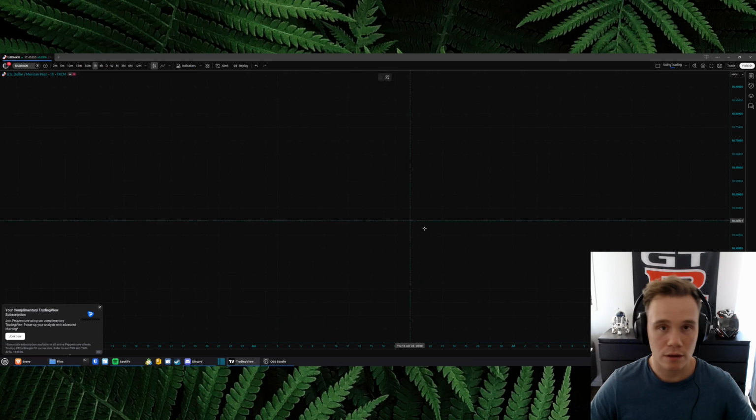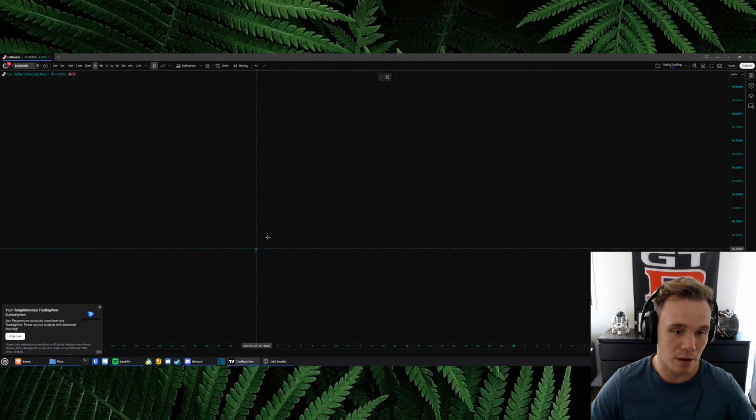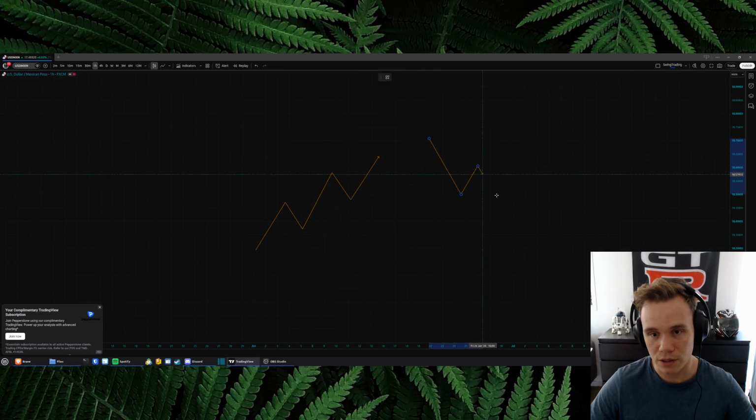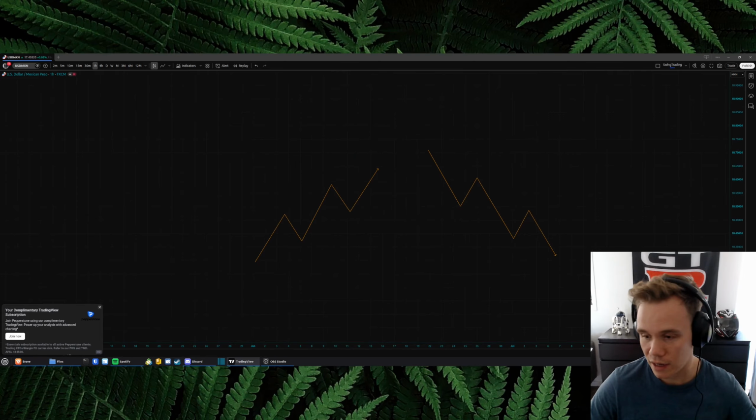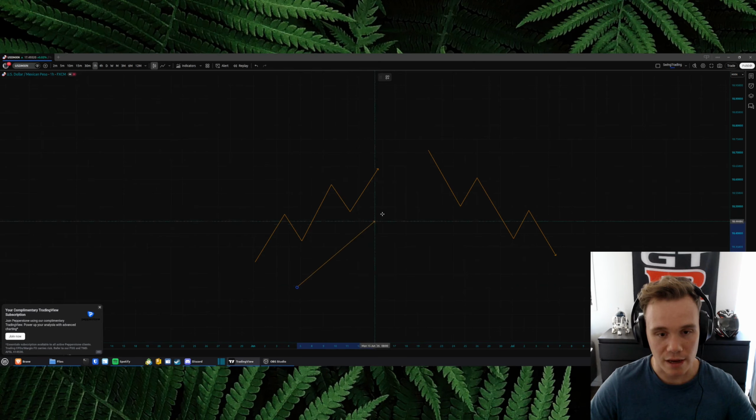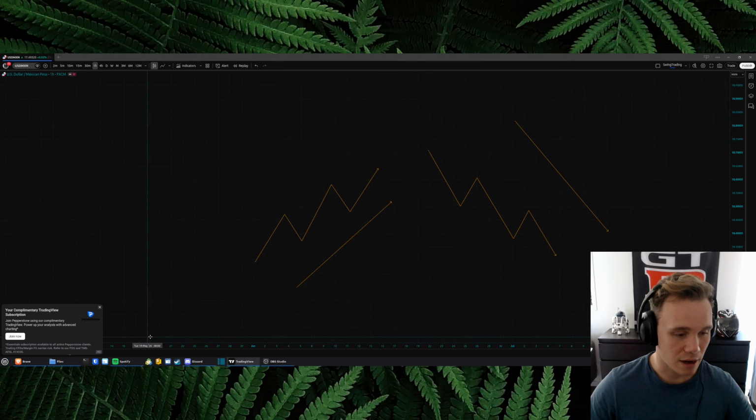Now, market structure is this idea of the market moving in higher highs and higher lows, higher high, higher low. And we've also then got on the inverse a series of lower lows and lower highs like this. And this is the trending markets. So we have a bullish trend and we also have a bearish trend. Now, a bullish trend is higher highs and higher lows.